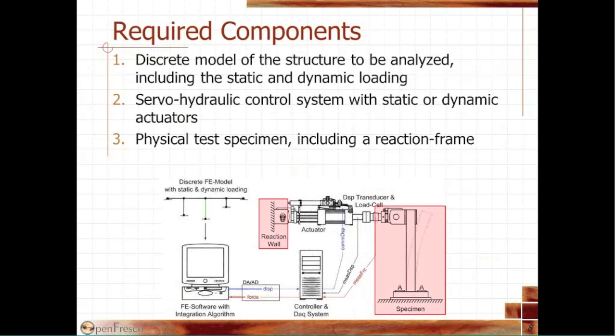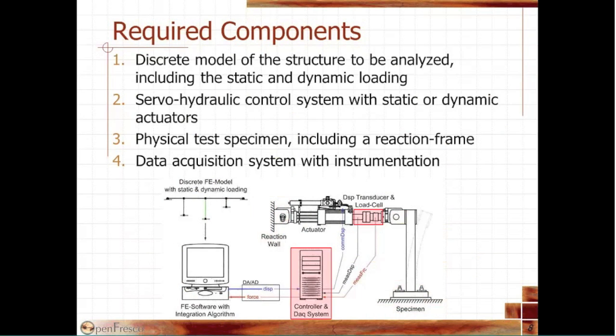Then obviously we need the physical test specimen itself. So whatever we are not modeling numerically, we'll build it in the laboratory and have that test specimen. And because we're trying to impose displacements, really forces, onto the specimen, we will obviously need a reaction wall or reaction frame that we can react against with our actuators. Then finally, we want to take measurements while we do the hybrid simulation, so we'll need a data acquisition system with instrumentation, with load cells and displacement transducers, so we can measure forces and displacements as we go along and do the hybrid simulation.